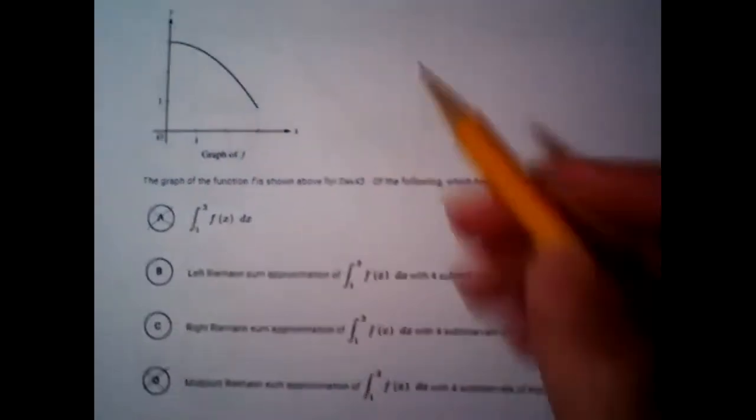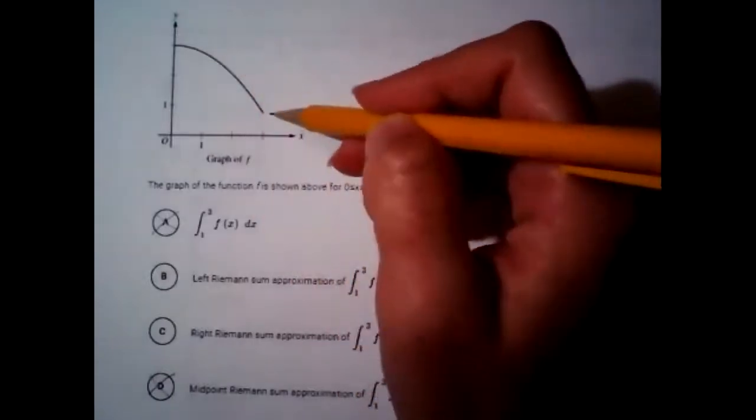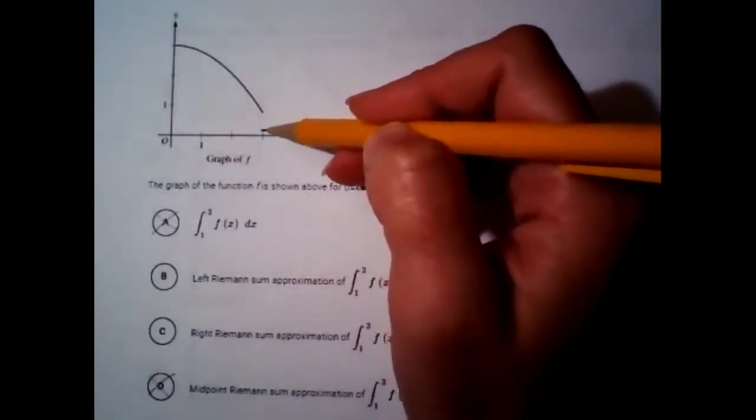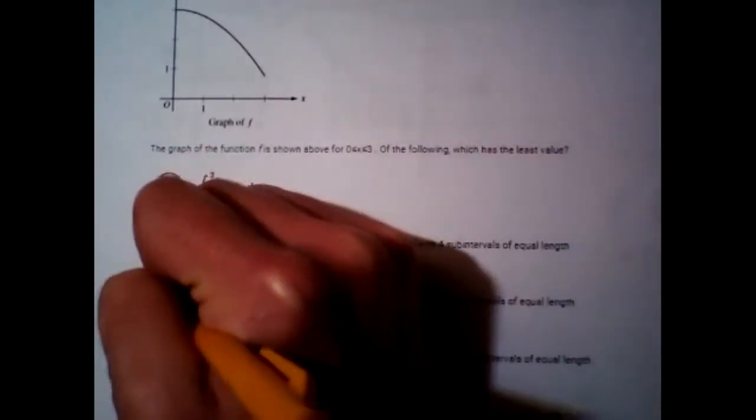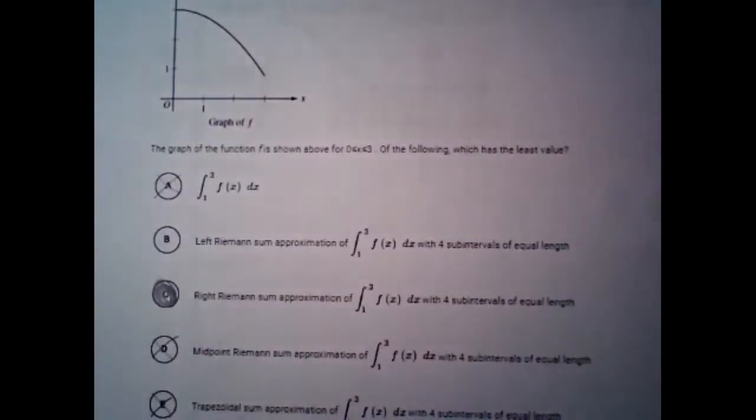And for this graph, it is decreasing. So that means the right side is lower down than the left side. So the right sum is going to have to be the smallest one.